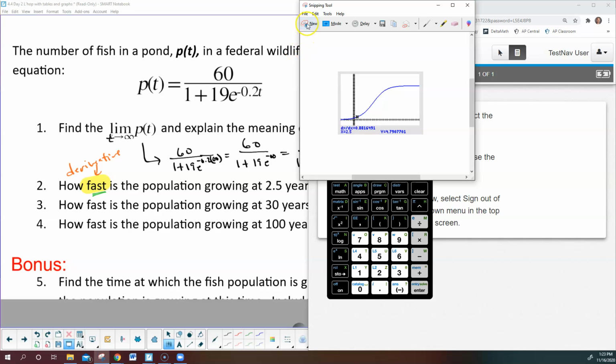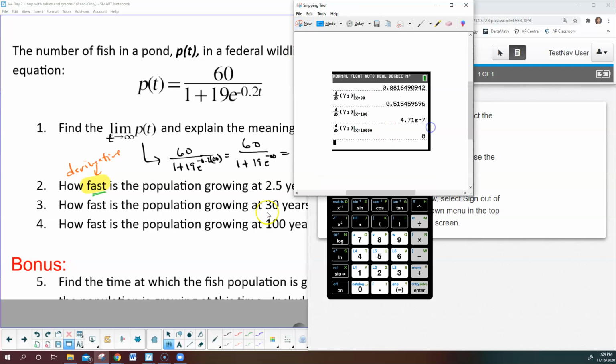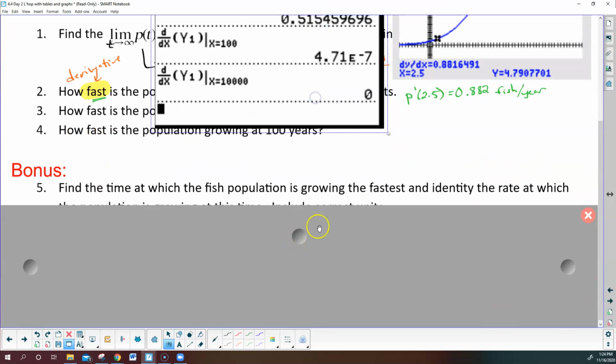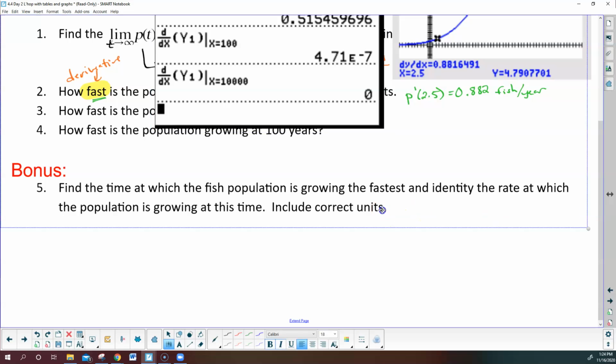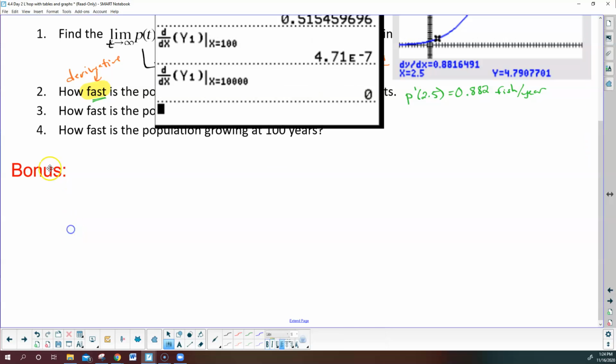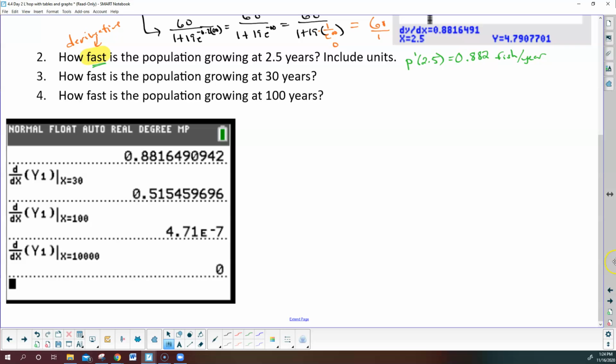But I think that's kind of an interesting, cool piece here is this actually gives us a little bit of confirmation as to what we are doing on the original problem with the graph too. So we're going to skip the bonus question. And let's just take a look at what we just found.